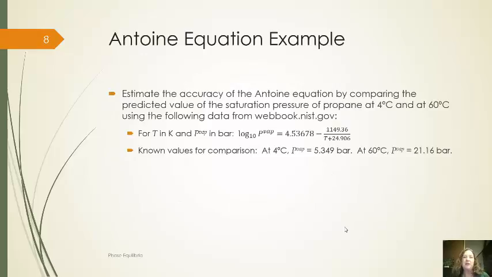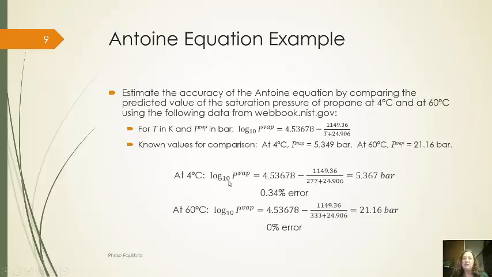So let's look at an example for the Antoine equation. Same example that we did before. This is the formula for the Antoine equation for propane from webbook.nist.gov. NIST is a government agency that is responsible for compiling the best data for substances. So whenever you're looking for an equation or a data source, this website, webbook.nist.gov, is an excellent resource. So this is their recommended equation for the Antoine equation. And again, we're going to just do these predictions at 4 degrees and at 60 degrees.